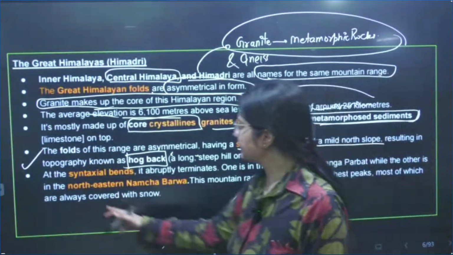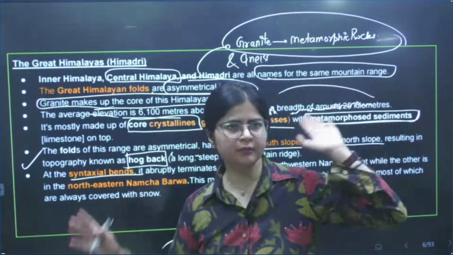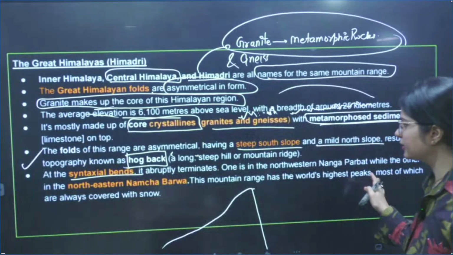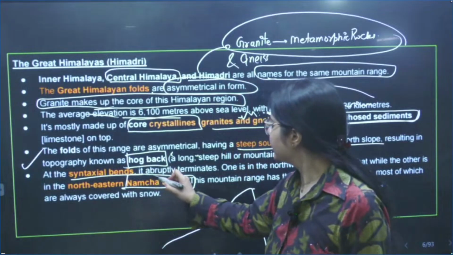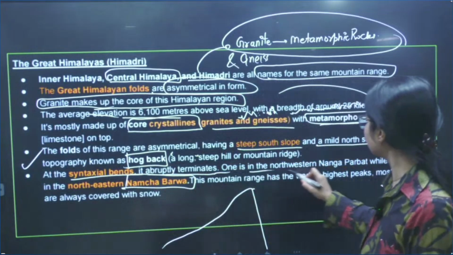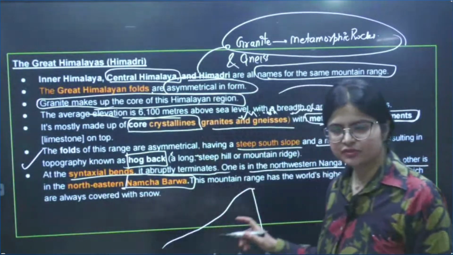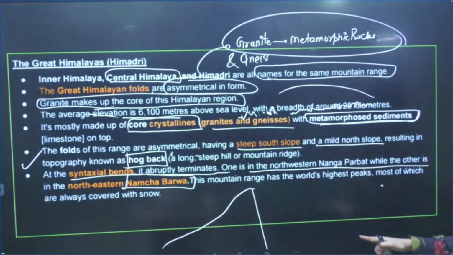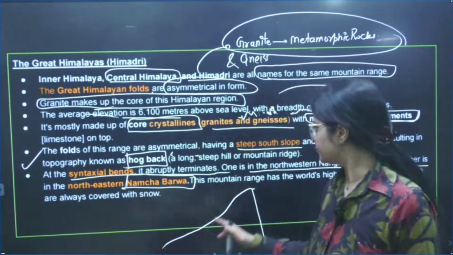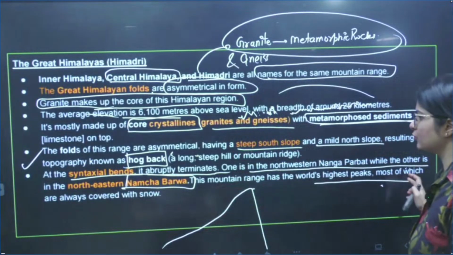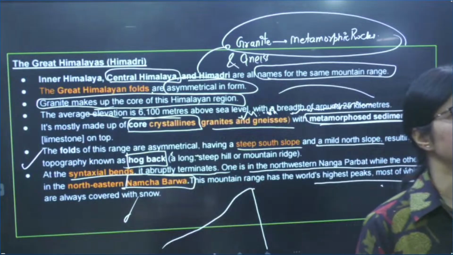Next point is the syntaxial bends. We have discussed the two syntaxial bends: one is at Nanga Parbat, the other is near Arunachal Pradesh. Where in Arunachal Pradesh? Exactly in Namcha Barwa. So it abruptly terminates, one in the northwest at Nanga Parbat, while the other is in the northeast at Namcha Barwa. Namcha Barwa is in Arunachal Pradesh. This mountain range has the world's highest peaks, most of which are covered with snow. We have already discussed this. Nothing new to be added in the notes.